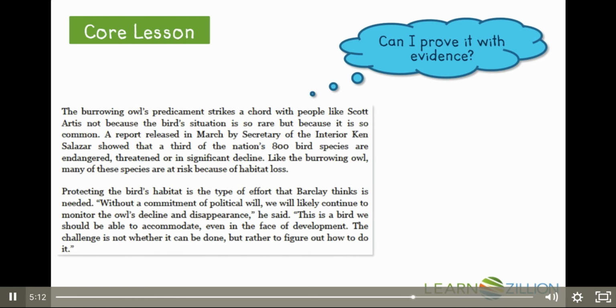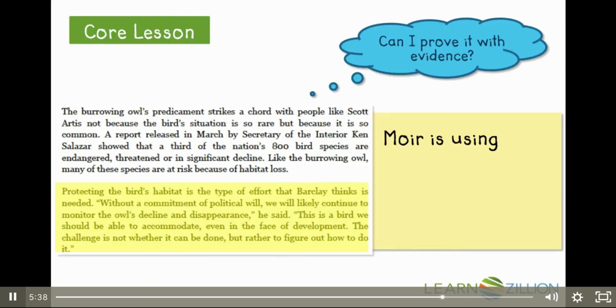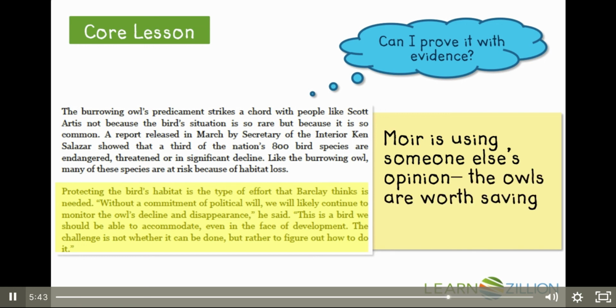Diving deeper into the text and still asking, can I prove it with evidence? Looking at the second paragraph here: protecting the bird's habitat is the type of effort that Barclay thinks is needed. Without a commitment of political will, we will likely continue to monitor the owl's decline and disappearance, he said. This is a bird we should be able to accommodate even in the face of development. The challenge is not whether it can be done, but rather to figure out how to do it. Again, I see that Moyer is using someone else's opinion, as he does throughout, that the owls are worth saving to support his own central idea. Not only are they worth saving, but we just need to figure it out.